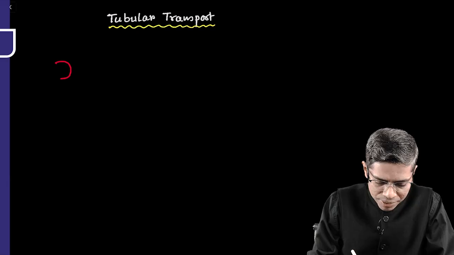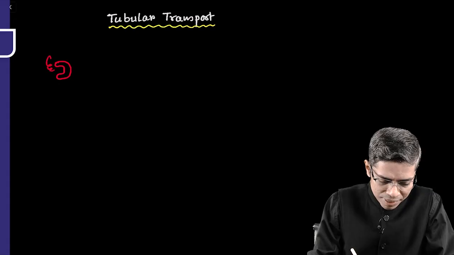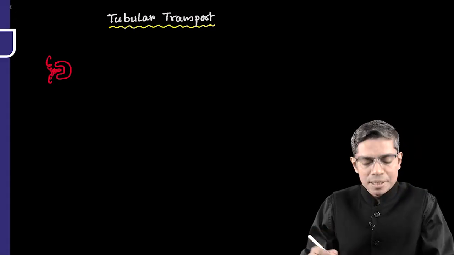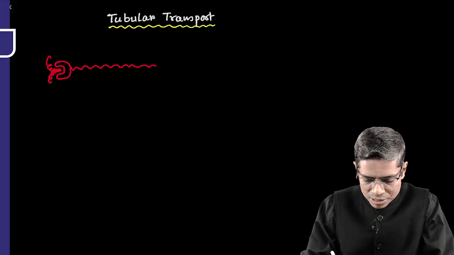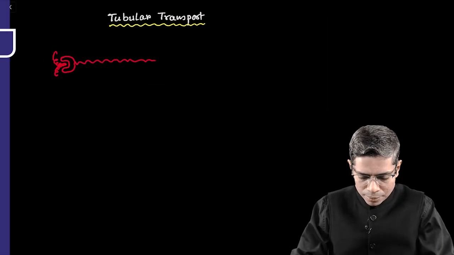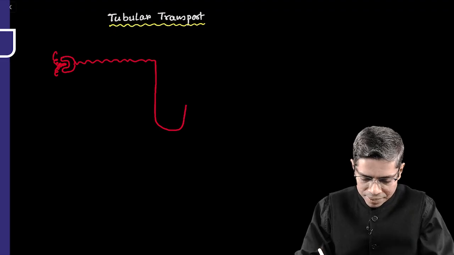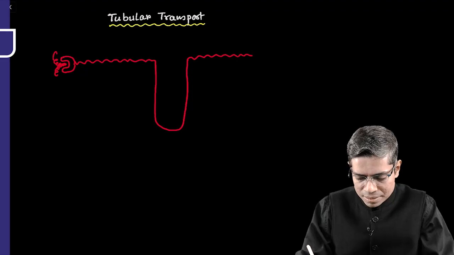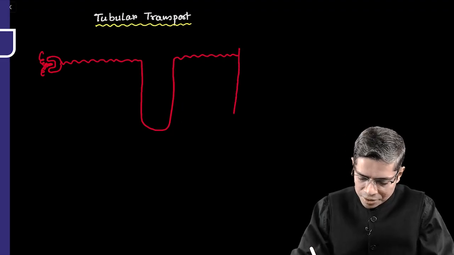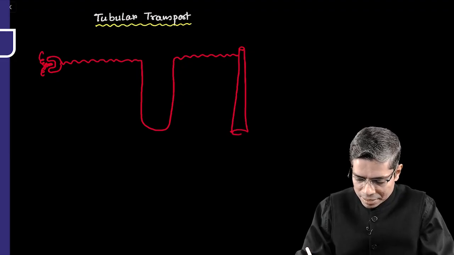So in that overview, I am drawing a schematic diagram of a nephron. So this is Bowman's capsule along with this glomerular capillary, and then this is the proximal convoluted tubules and proximal straight tubules, followed by the loop of Henle, right? Descending and ascending part, and then the distal tubules, which is draining at the level of collecting duct. We all know this schematic diagram.